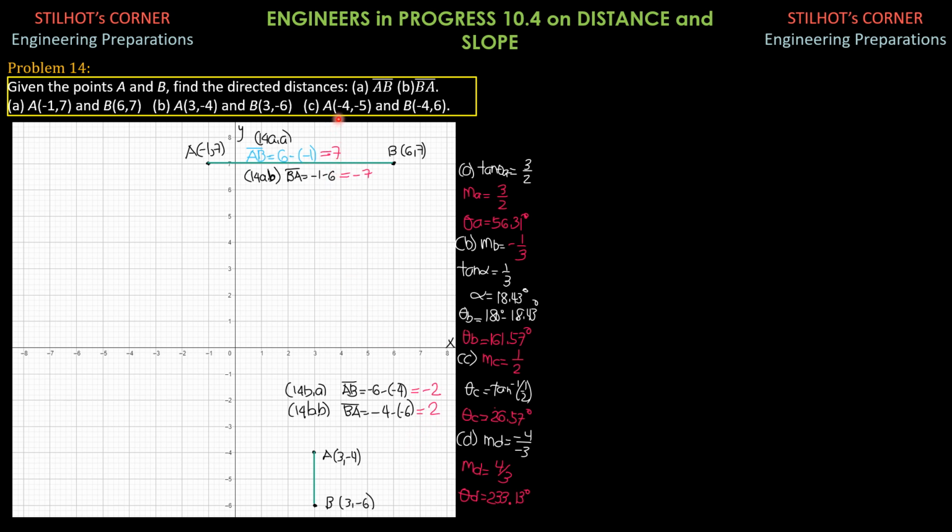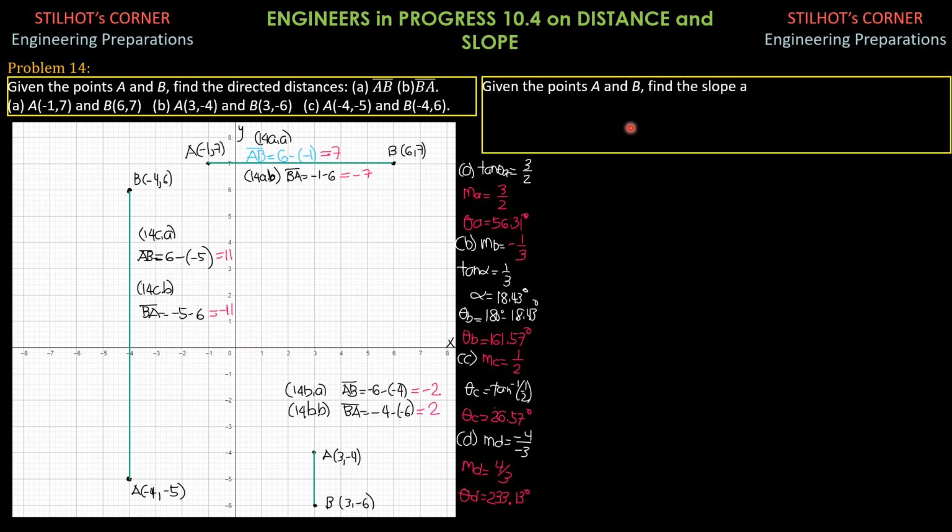Then C, negative 4 comma negative 5, which is here. And B, negative 4 comma 6 up there. So AB is positive, upward direction. So it is the y coordinate of B, terminal, minus quantity negative 5, so positive 11, while directed distance BA is negative because it is in the downward direction, so it is negative 5 minus 6, so negative 11.